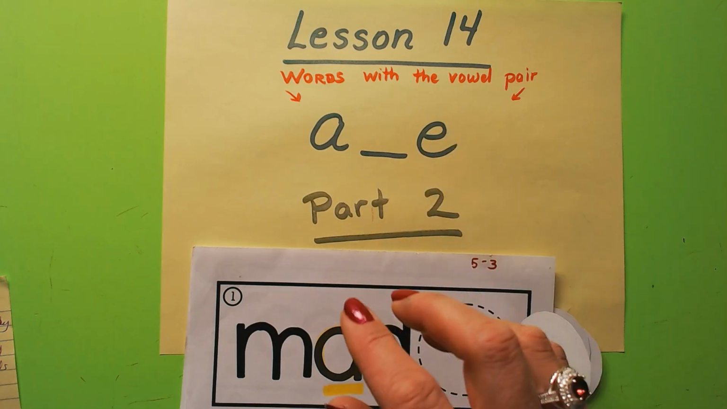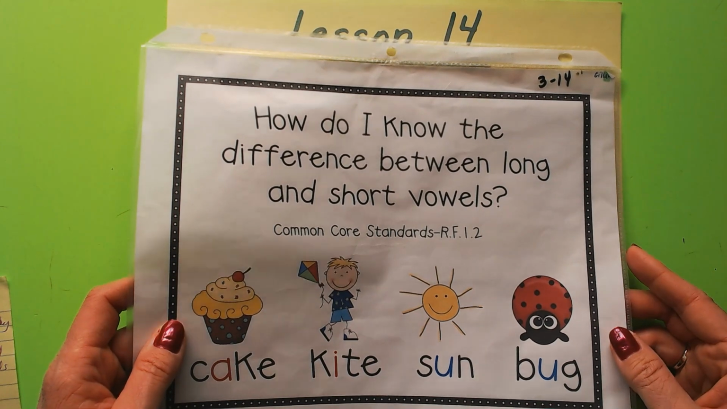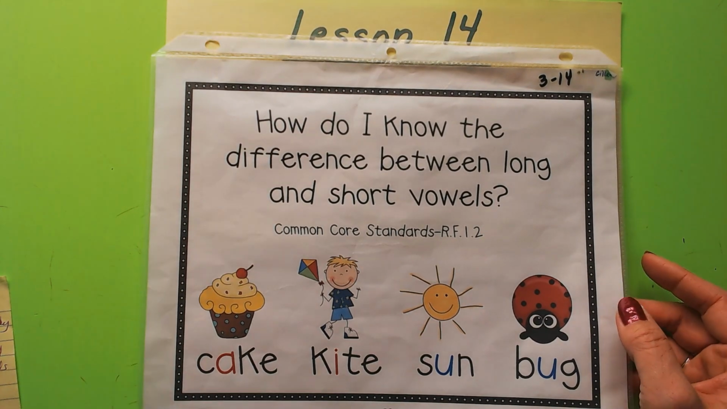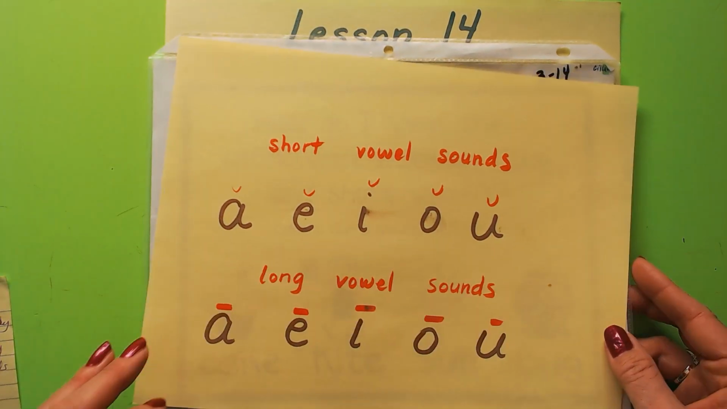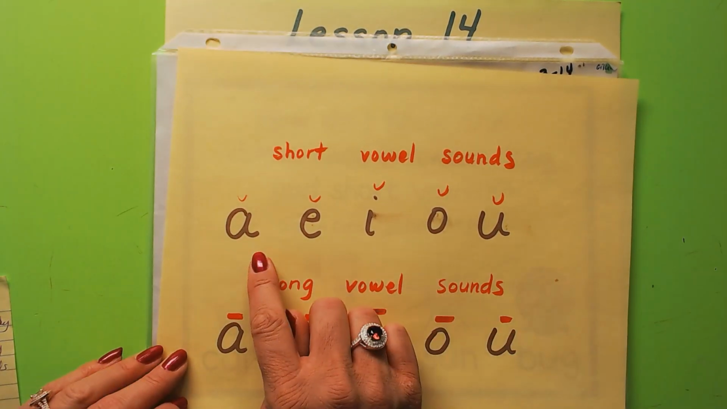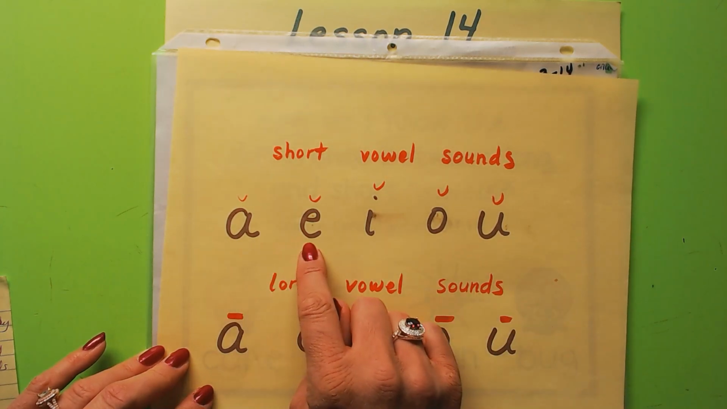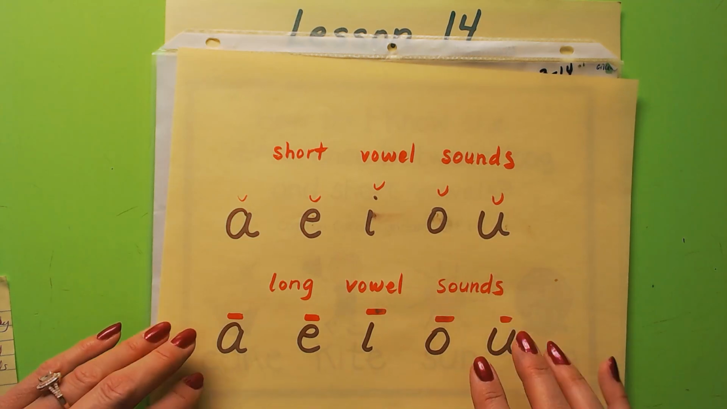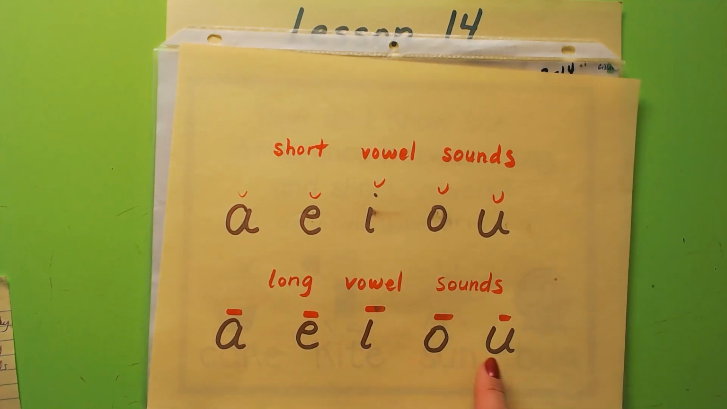This is part 2 of yesterday's lesson, which was words with the vowel pair A consonant E. And we talked yesterday about how we know the difference between the long and short vowels. The short vowels can't say their names. They're like little babies. Ah, eh, uh. The long vowels have a different sound. They're longer. You can pretend they're older, and they know how to say their name. A, E, I, O, U.